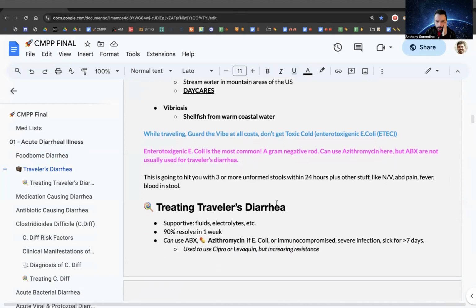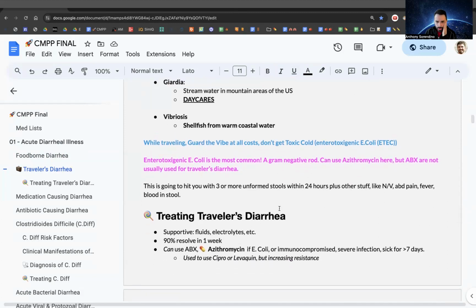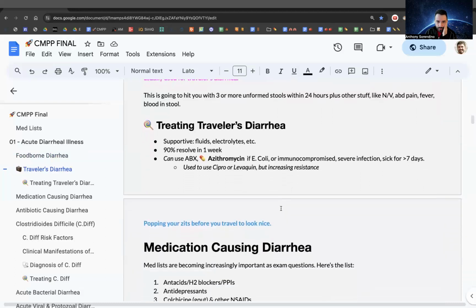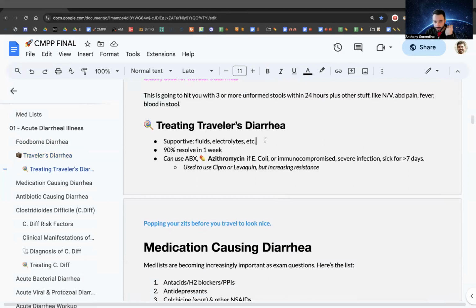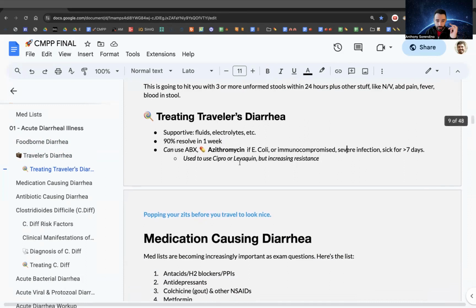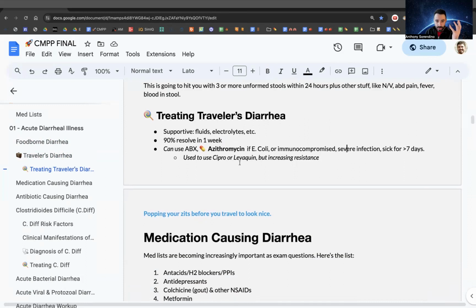Okay, so that's going to hit you with 3 or more unformed stools within 24 hours. That's the definition of diarrhea. To treat travelers' diarrhea, it's just going to be supportive fluids, electrolytes. It's mostly going to resolve in a week. If things are a little bit more complicated and this lingers longer than a week or they're immunocompromised, you can use azithromycin. So that's important. Azithromycin is the first line therapy for this severe traveler's diarrhea.